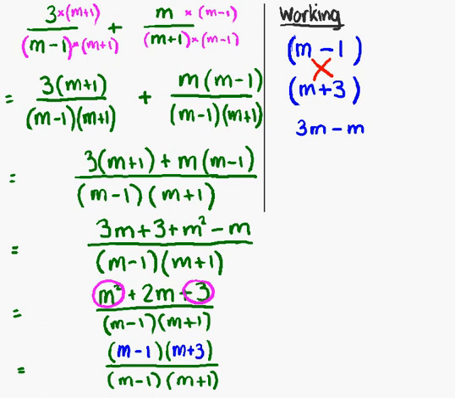What we were hoping for is something that could cancel, so we have m minus 1 on the top and on the bottom, which can cancel out. We'll continue this working up here, so we have m plus 3 left on the top line and m plus 1 on the bottom. Can this be simplified further? No, this is our final answer.